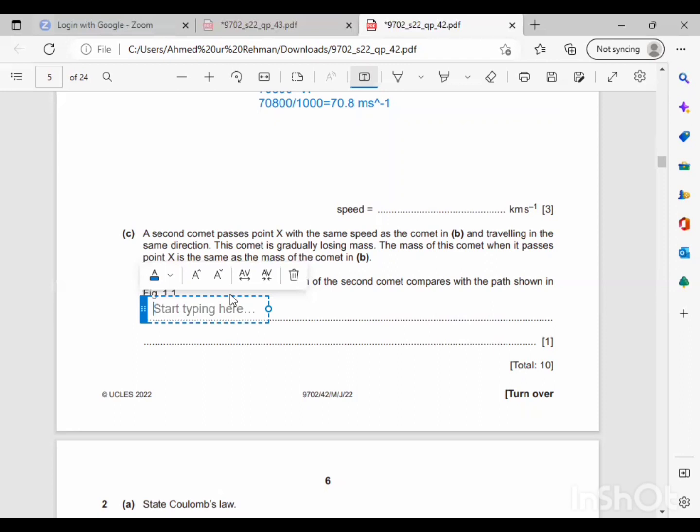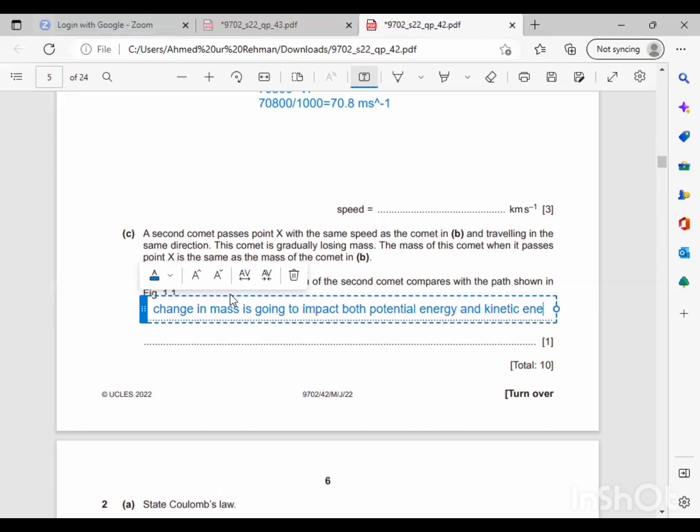So change in mass is going to impact both potential energy and kinetic energy, so they change. So no change in the path. That's it for this one.